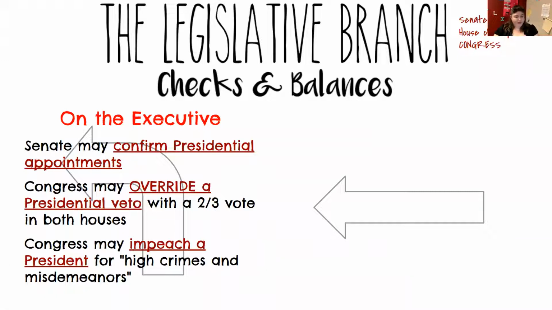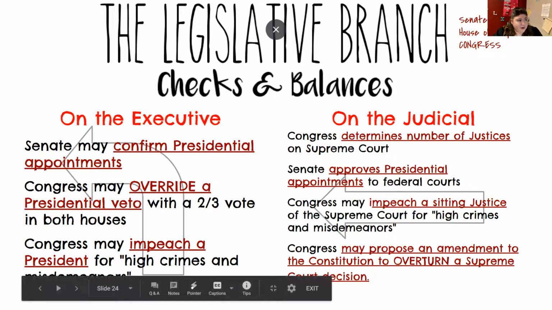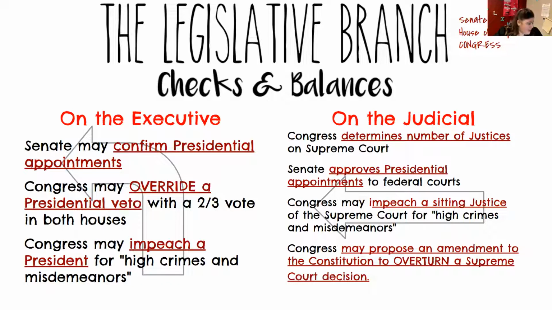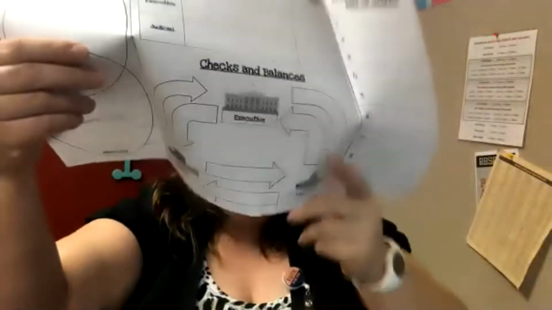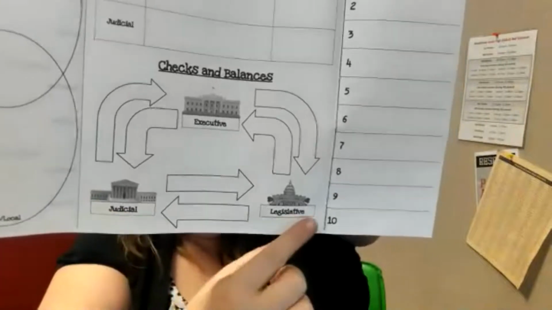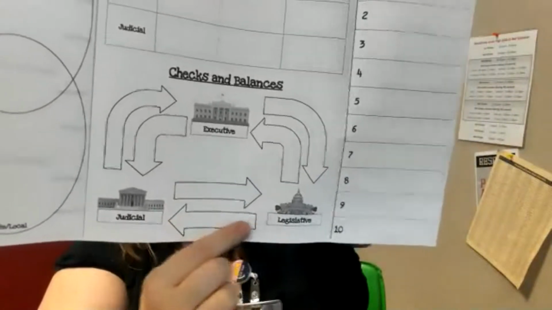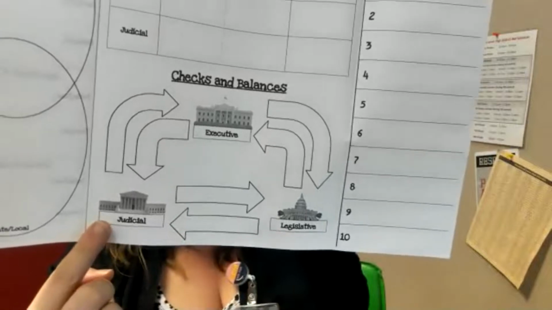Okay, in that arrow. Now we're going to look at how the legislative branch affects the judicial branch. So on the judicial side, this is what Congress can do, just making sure you understand. Congress on the judicial side can determine the number of justices on the Supreme Court. Just to show you where we are, we are now on this part where the legislative branch is limiting the judicial branch. So we're going to fill out the information on this arrow here on the bottom that goes from legislative to judicial in red.